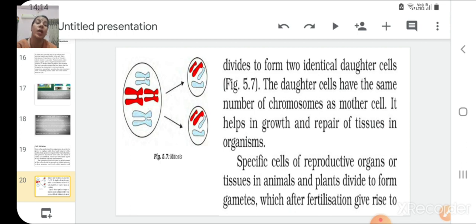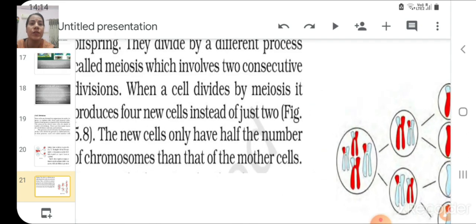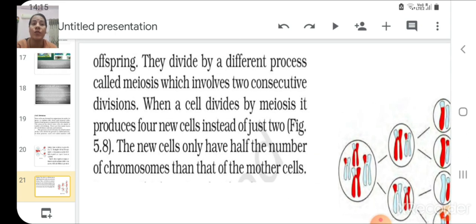Specific cells of reproductive organs or tissues in animals and plants divide to form gametes, which after fertilization give rise to offspring. They divide by a different process which is called meiosis, which involves two consecutive divisions. This means the first division will take place, and then after that one more division will take place.